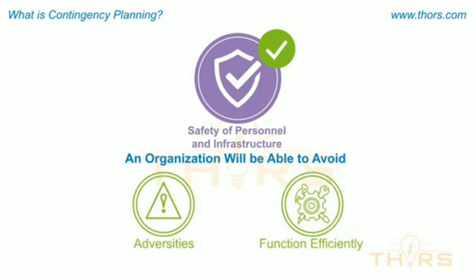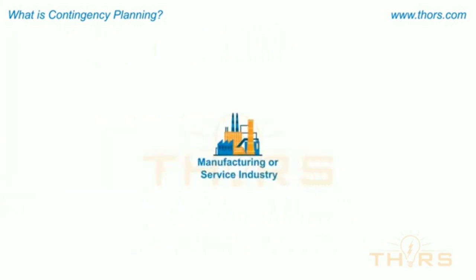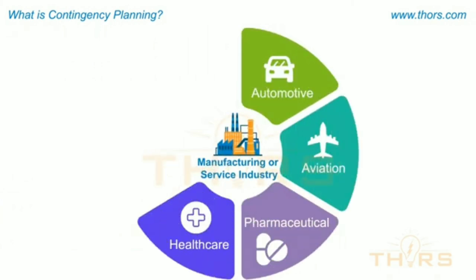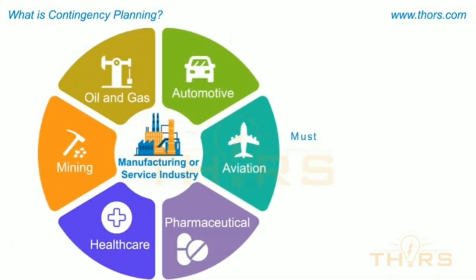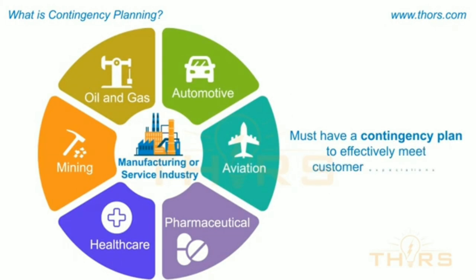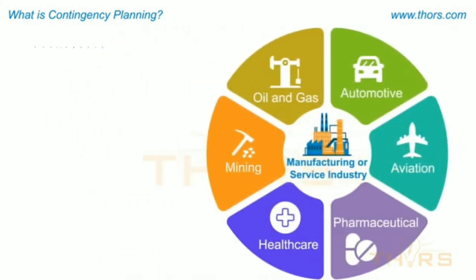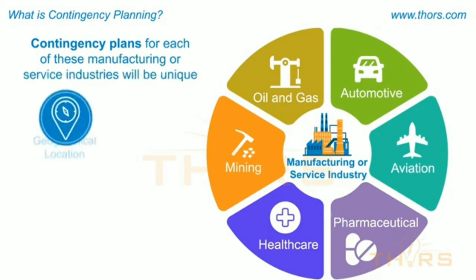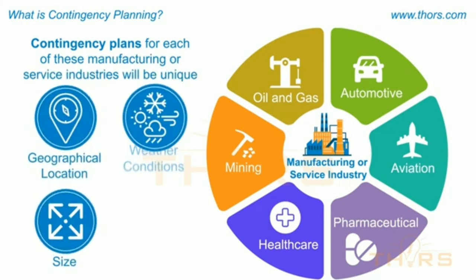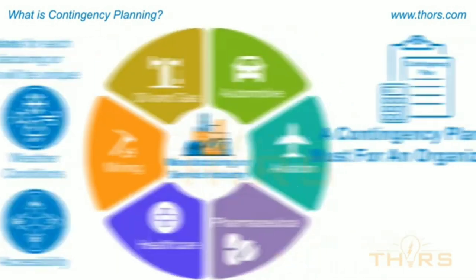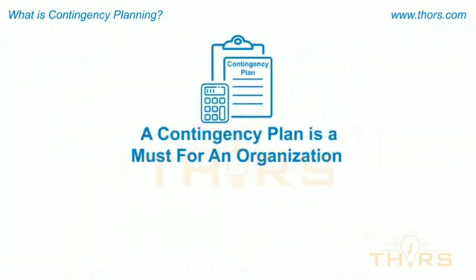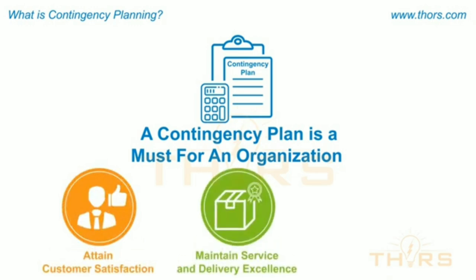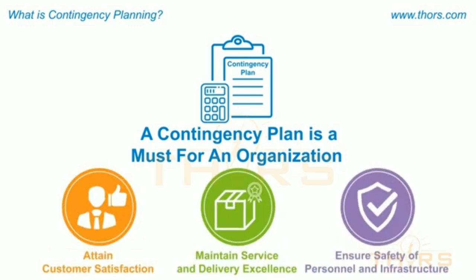Any manufacturing or service industry, such as automotive, aviation, pharmaceutical, healthcare, mining, and oil and gas, must have a contingency plan to effectively meet customer expectations. Contingency plans for each of these industries will be unique depending on their geographical location, size, weather conditions, and accessibility. In short, a contingency plan is a must for an organization to attain customer satisfaction, to maintain service and delivery excellence, and to ensure safety of its personnel and infrastructure.